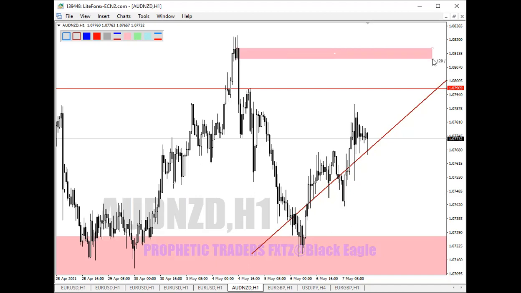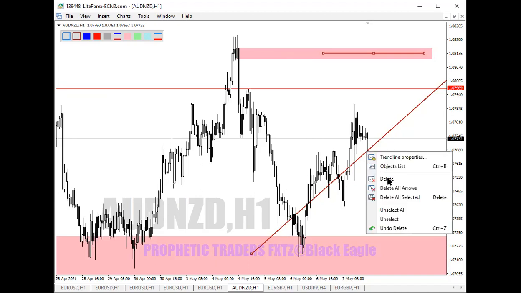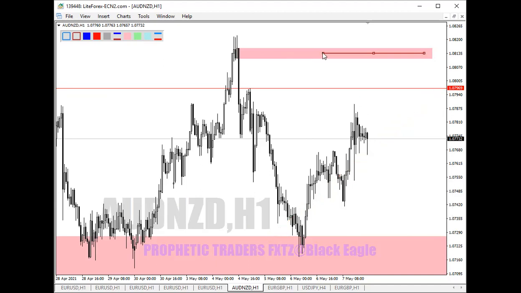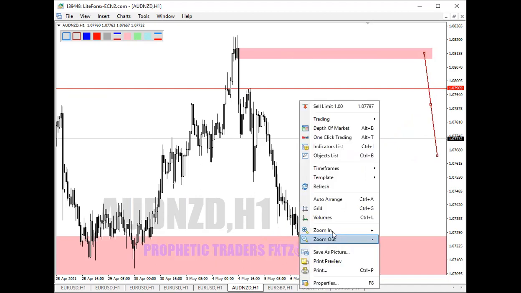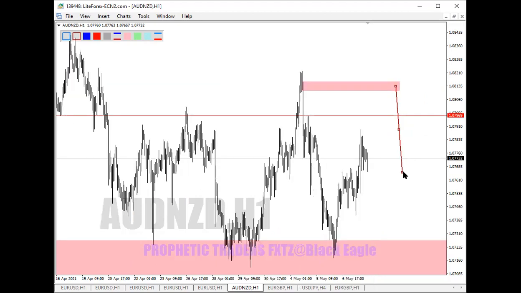So price is expecting this. We're expecting price to grow. So here we analyze the market from higher time frame to lower time frame. We see on the higher time frame what's going on with AUDNZD. So when we come to the lower time frame, we take an opportunity, the lowest opportunity.